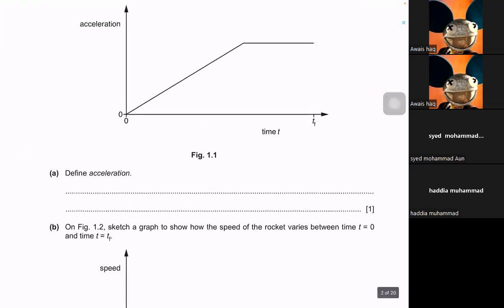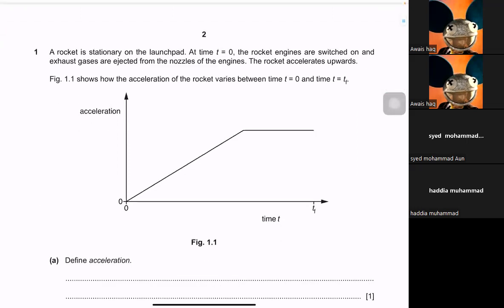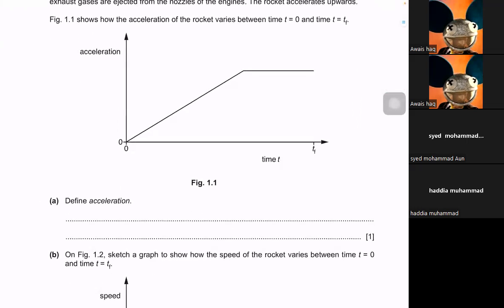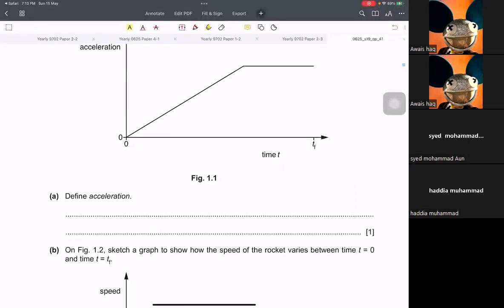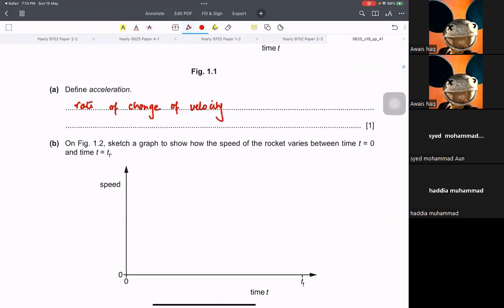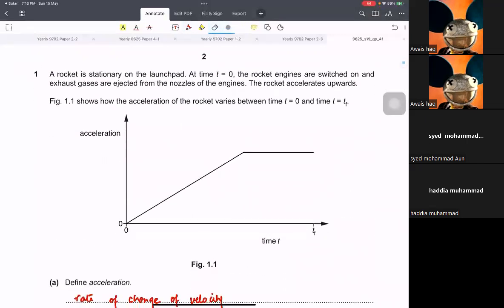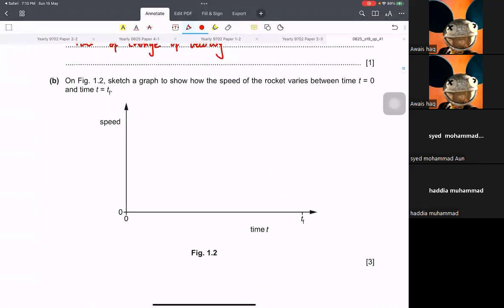So let's go. First question, define acceleration. It is rate of change of velocity. And sketch a graph to show how the speed of the rocket varies between t0 and tf. So the acceleration was increasing at first, and then it was constant. So increasing acceleration is like this, and then a straight line shows constant.